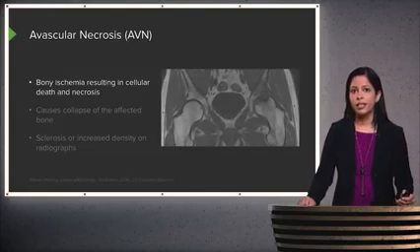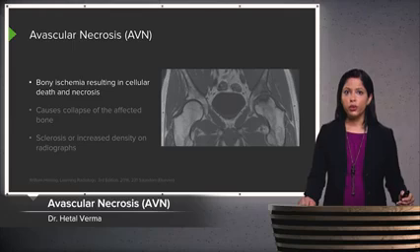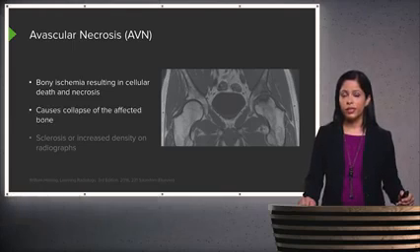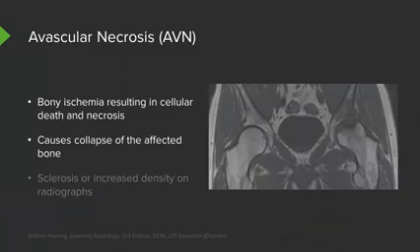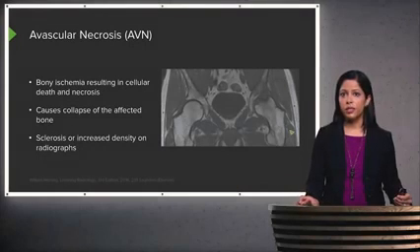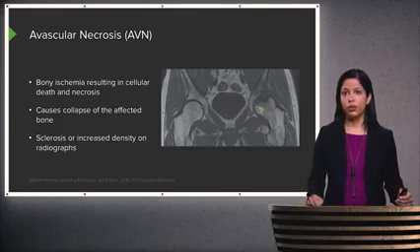So let's discuss avascular necrosis. Avascular necrosis is bony ischemia that results in cellular death and necrosis. It causes collapse of the affected bone, and radiographs demonstrate an area of sclerosis or increased density associated with it. This is actually a coronal MRI image, and you can see the findings in the left femoral head. There's an area of hypointensity, which reflects avascular necrosis.